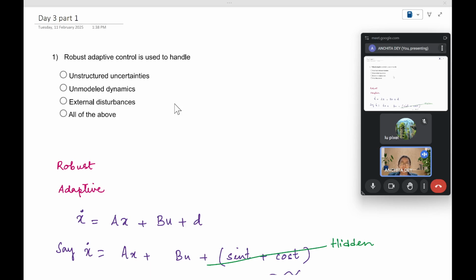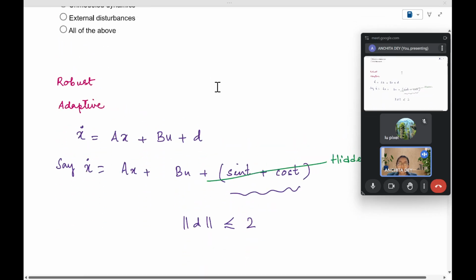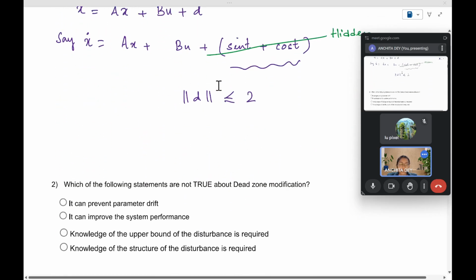They might be additive unbounded as well, but the catch is that for dead zone modification, you need to know the bound, right? So these were some of the examples, and then it's kind of clear that all three options are working. So you can handle each of these three using robust adaptive control. Okay. Is there any doubt? It is understood. Okay. So we can then move on to the next question.